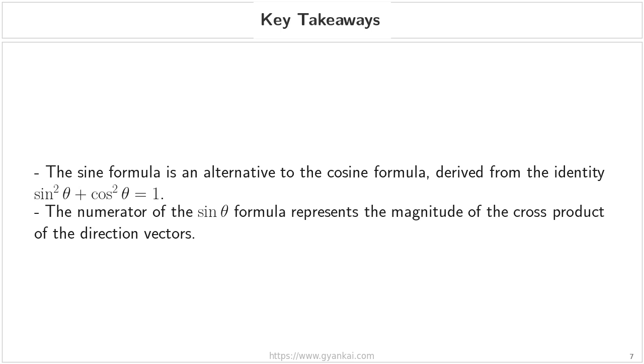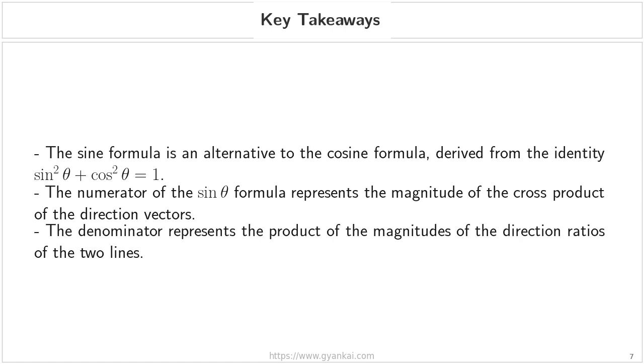Second, if you look closely at the structure of that complex formula in slide 3, you'll notice that the numerator, that entire square root part, actually represents the magnitude of the cross product of the two direction vectors. This is a very important connection to make if you are studying vector algebra. Third, the denominator is simply the product of the magnitudes of the direction ratios for both lines. It's essentially the magnitude of the first line multiplied by the magnitude of the second line.